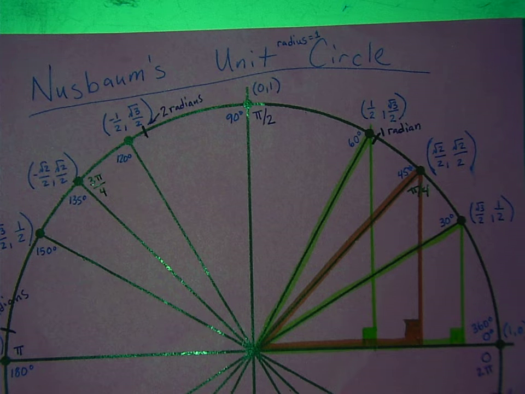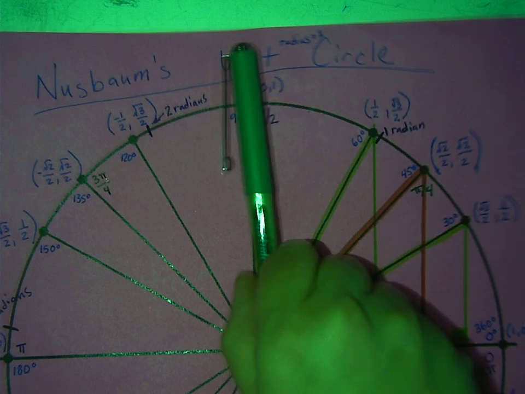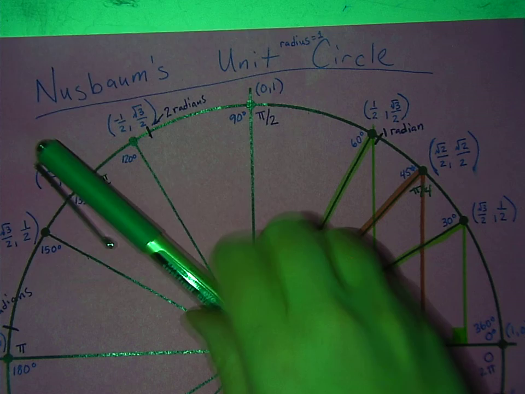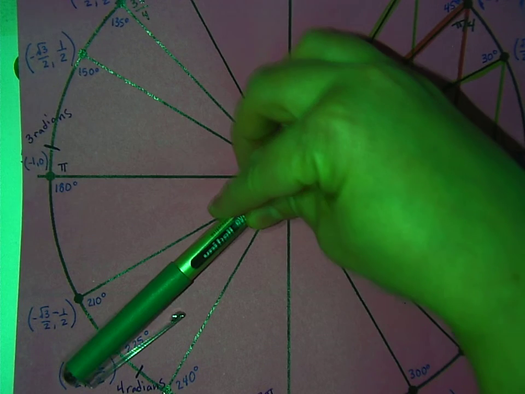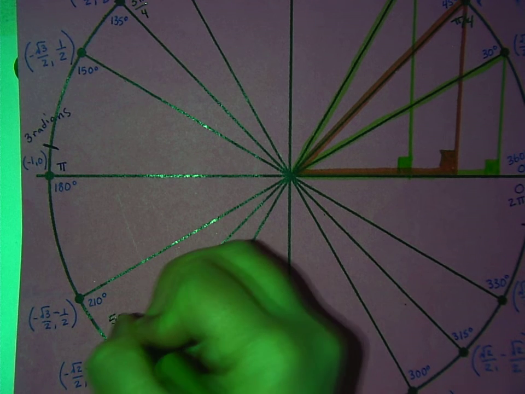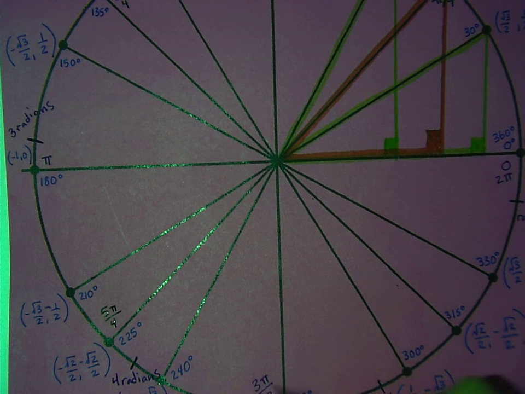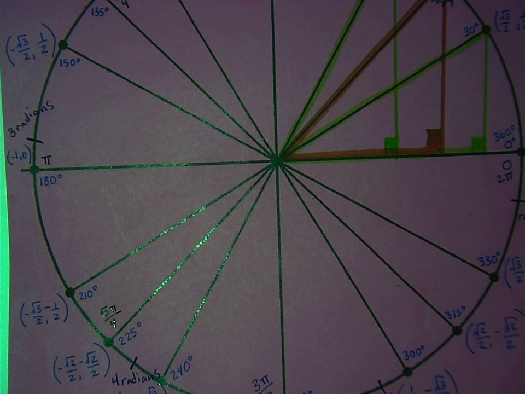How about 225? 4 pi over 3, 4. Wait, no. All right, let's look at it together. Everybody look up. 0 quarters, 1 quarter, 2 quarters, 3 quarters, 4 quarters, 5 quarters. So 5 pi over 4. Down here would be 6 pi over 4, but 6 pi over 4 reduces to 3 pi over 2.